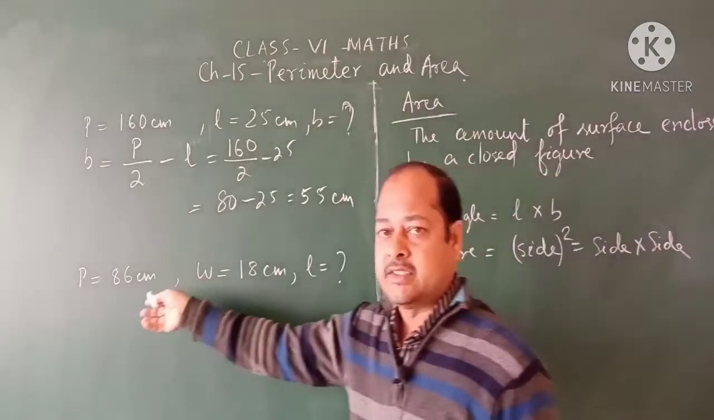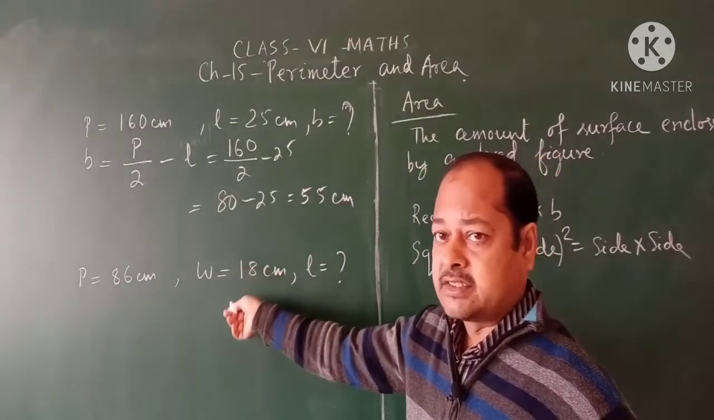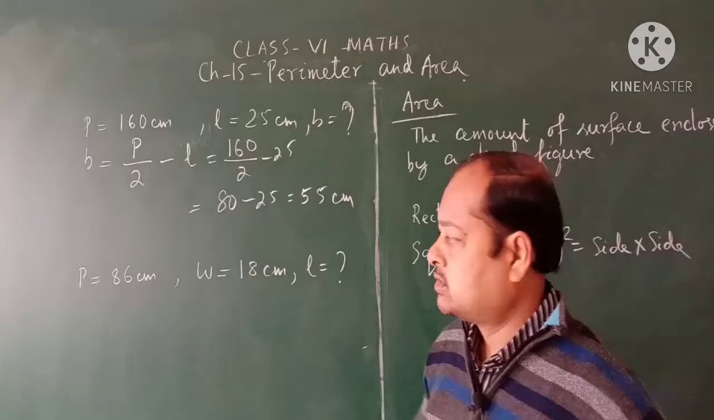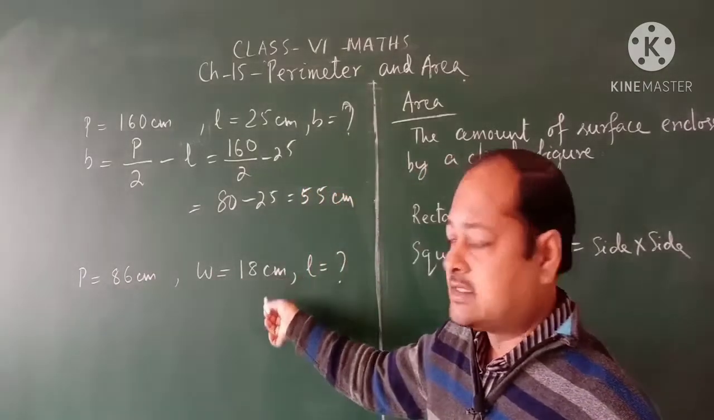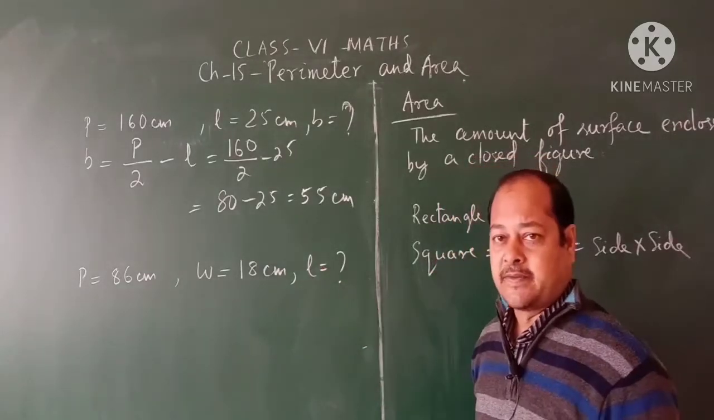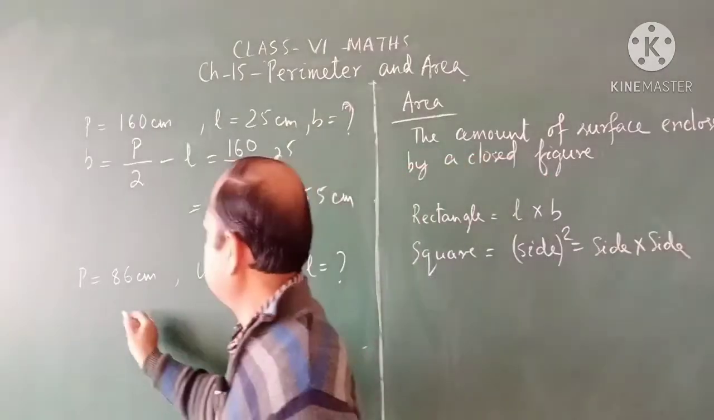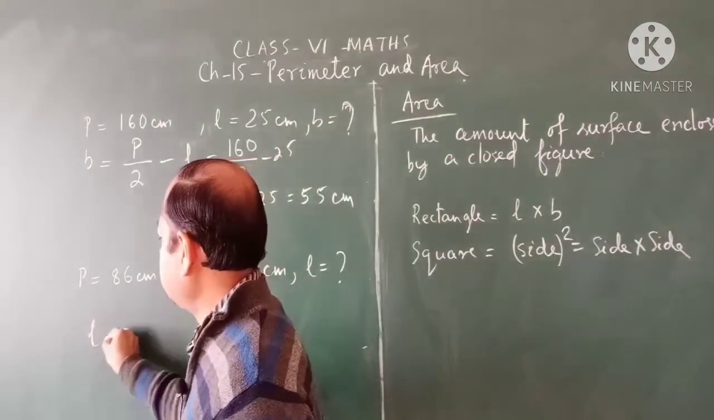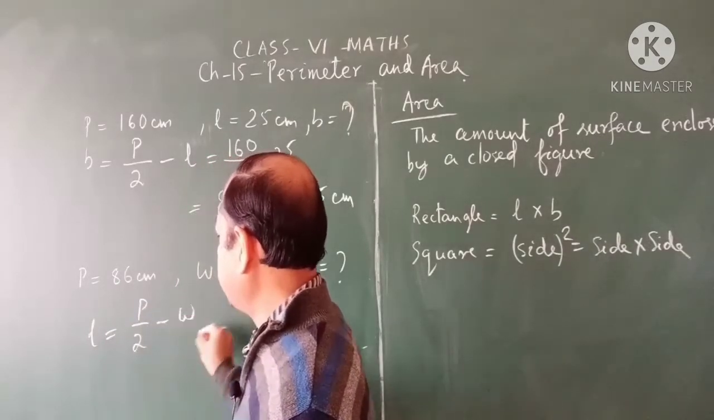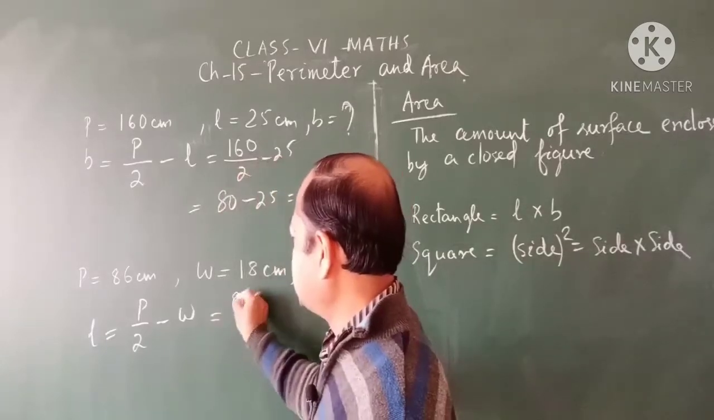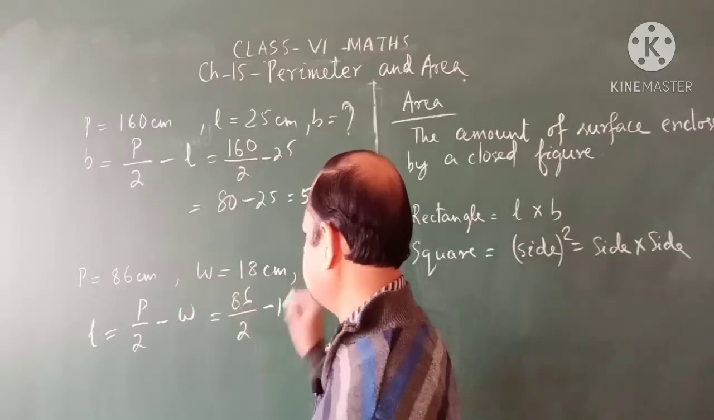Now here look at this question. Here P is given, W is given, meaning width or breadth is given. Breadth is also known as width. So here perimeter is given as 86 centimeter, width is given as 18 centimeter, and the length is asked. So we have to find out the length of this figure. What is the formula? I already told the formula. Length means perimeter divided by 2 minus width. So here perimeter is 86 centimeter divided by 2 minus width 18 centimeter.